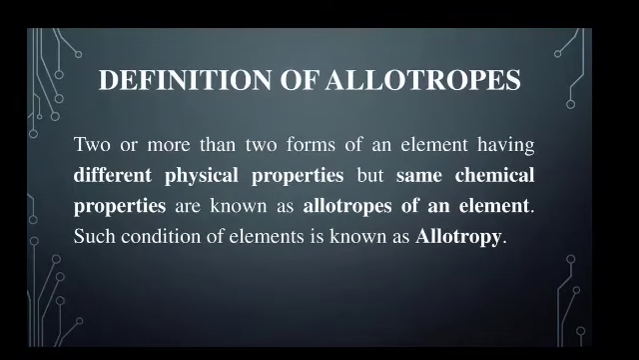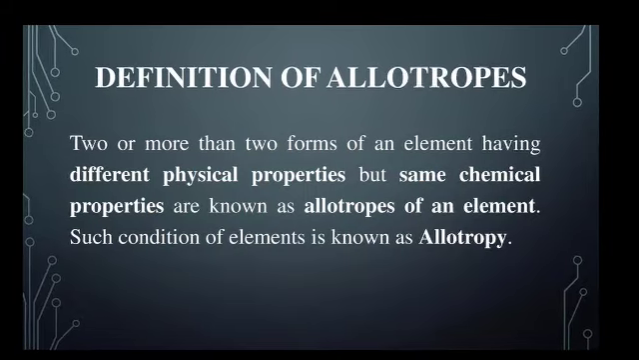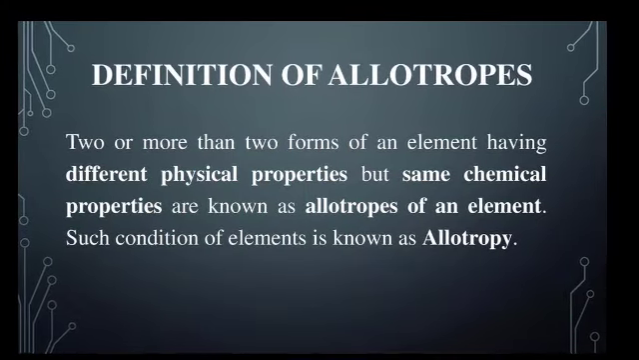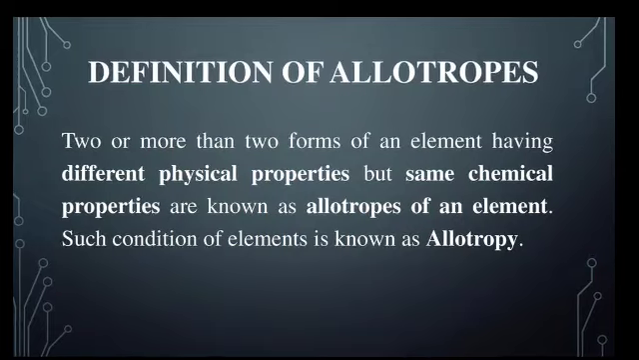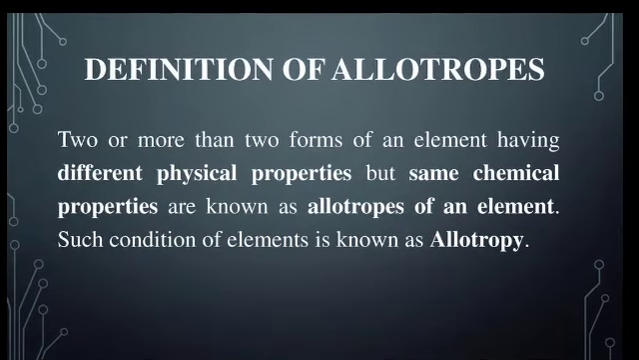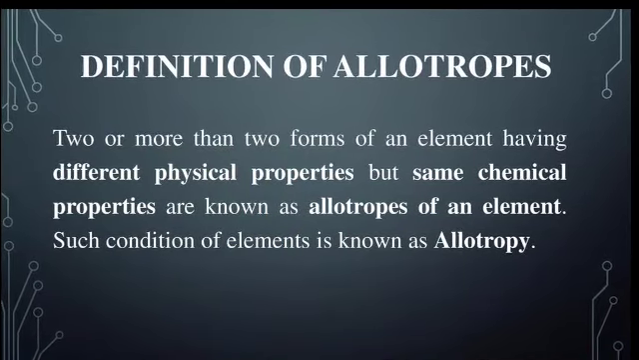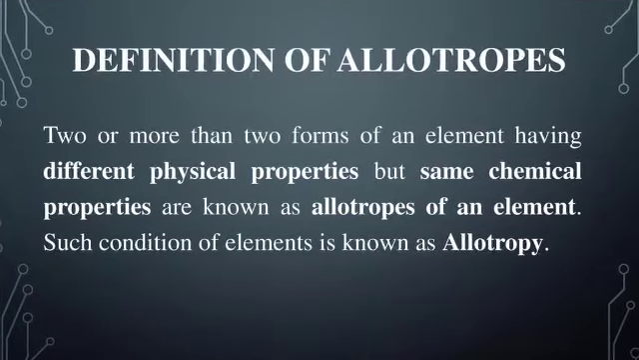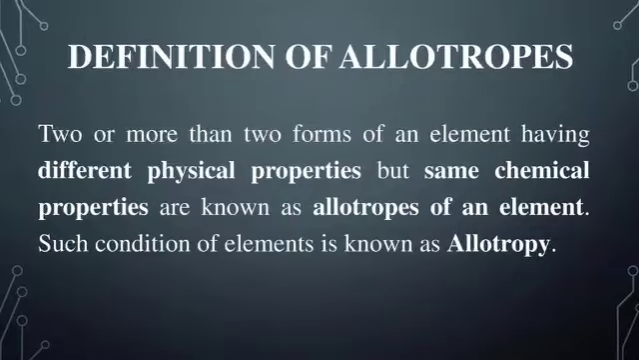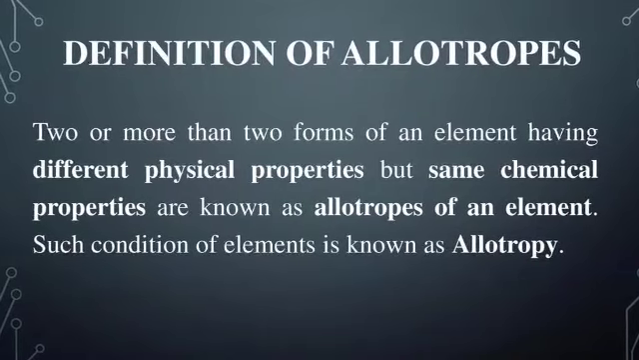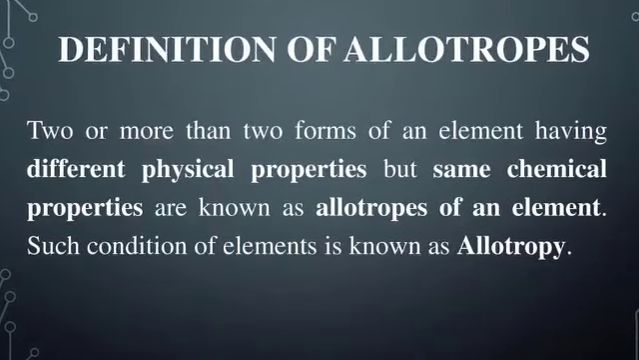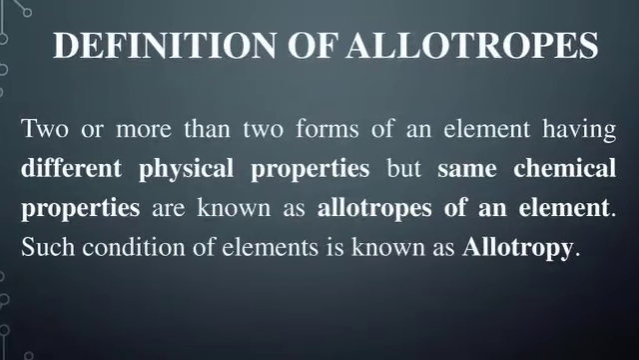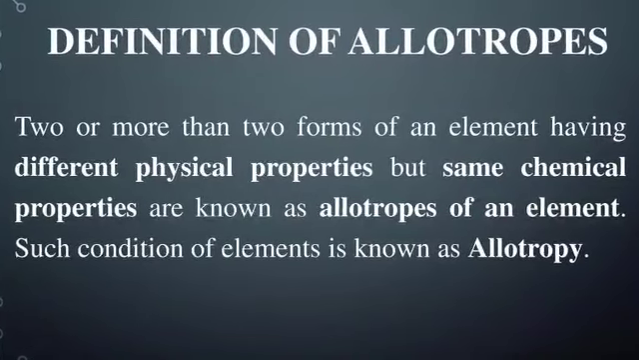You can see the definition of allotropes. Two or more forms of an element having different physical properties but the same chemical properties are known as allotropes of an element, and such a condition of an element is known as allotropy.